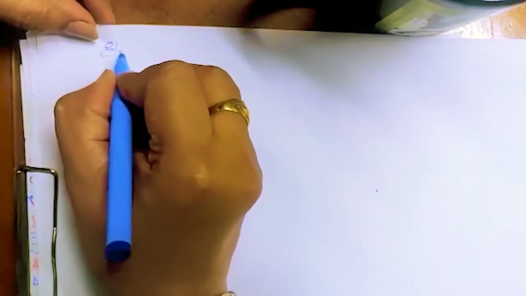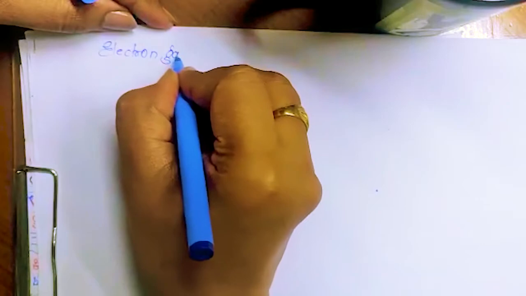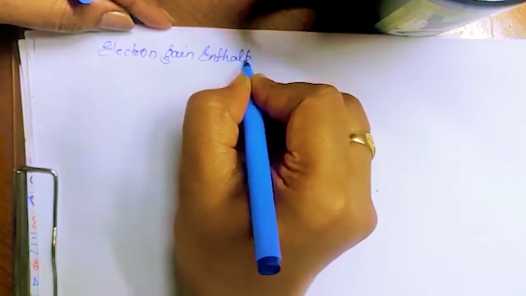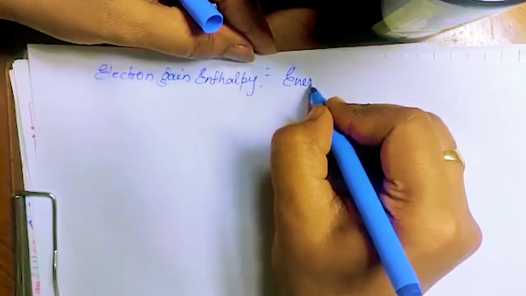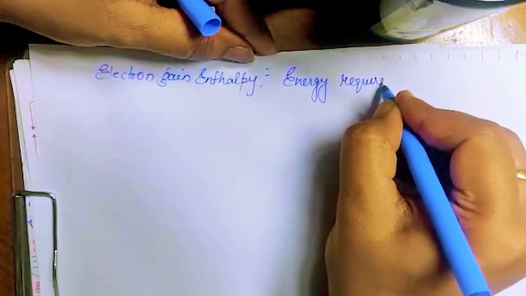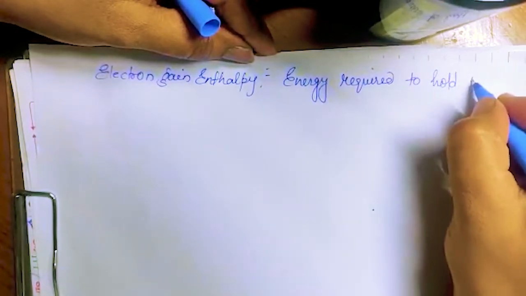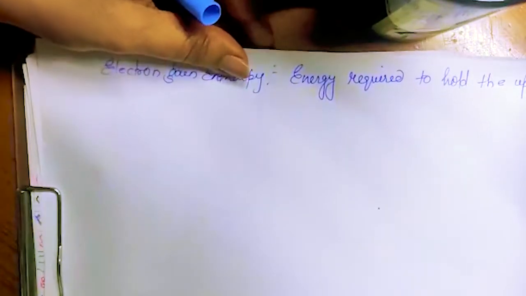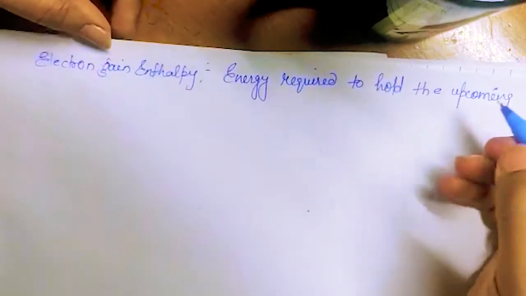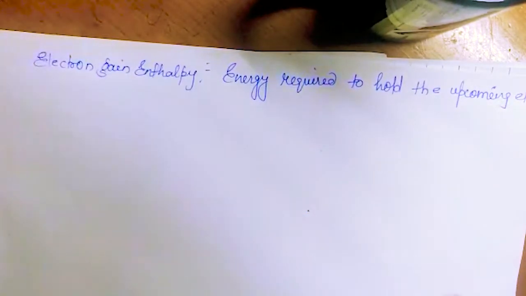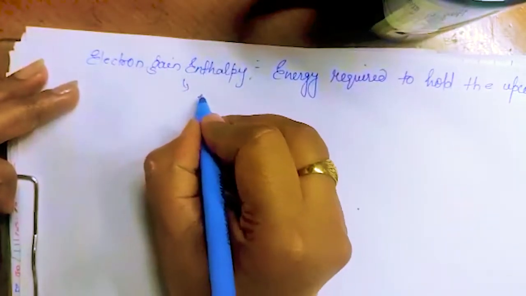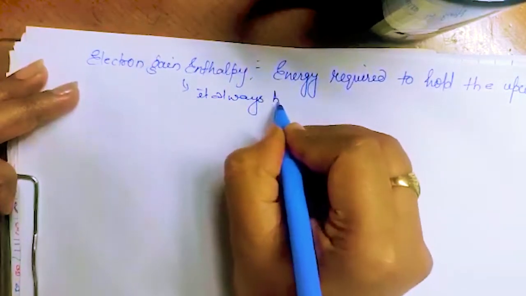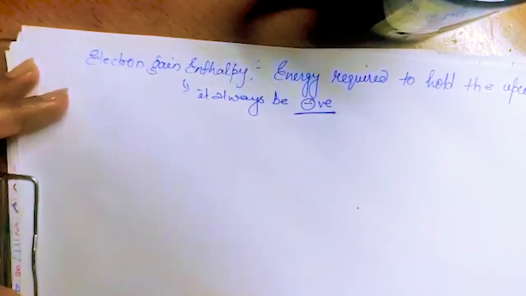So class, as I was explaining electron gain enthalpy, as I told you, electron gain enthalpy is the energy required to hold the upcoming electron. The electron which is willingly coming to that atom, whatever energy is required to hold it is called electron gain enthalpy. Got it? It will always be negative only, because it is energy.